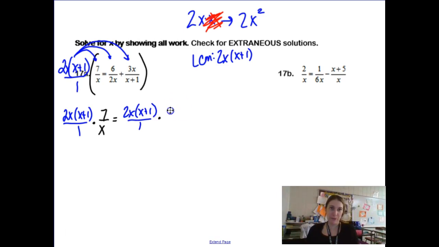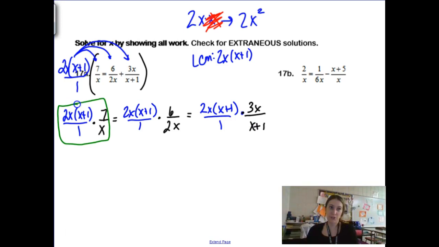All right, 6 over 2x. Whoops, sorry about that. It's not very pretty. Equals, and then LCM one more time, times the last fraction, 3x over x plus 1. So then what I usually do is I put a box around each multiplication question. That way I can focus on cancellation.